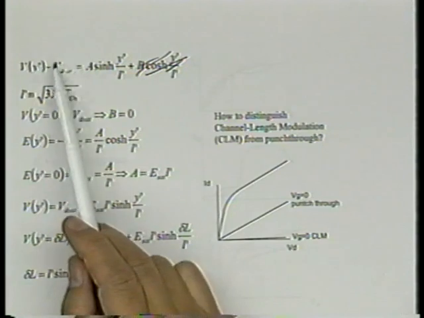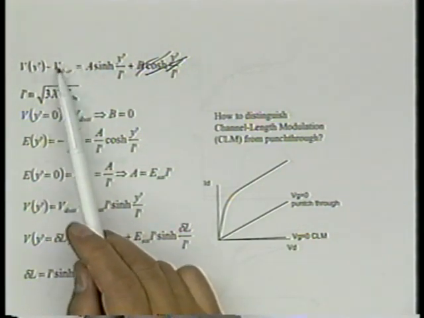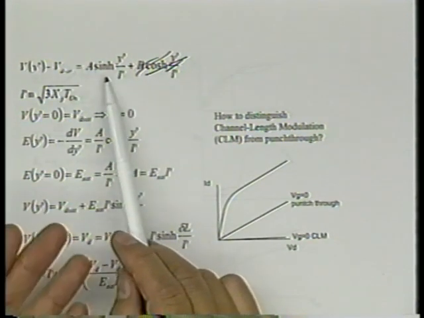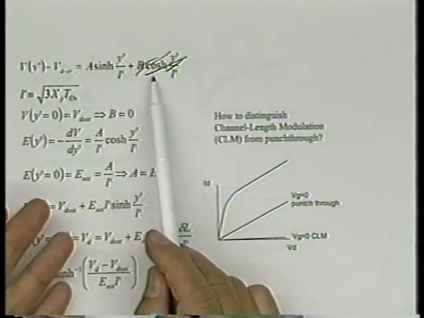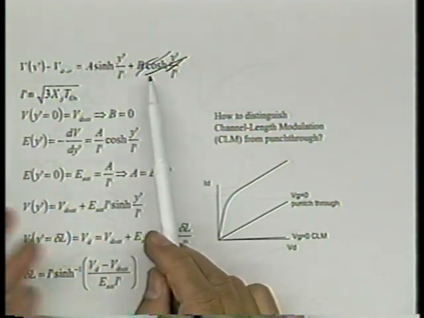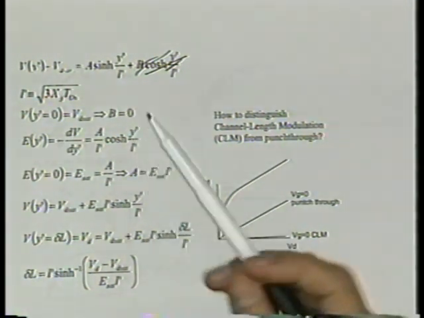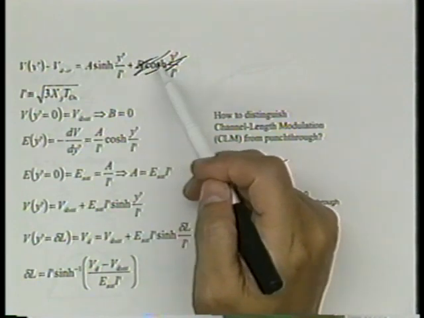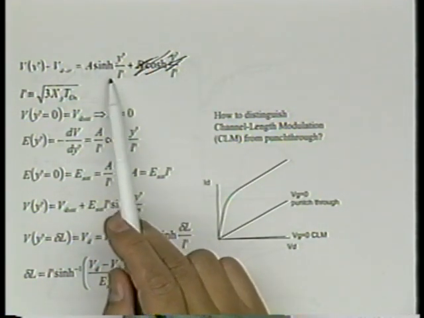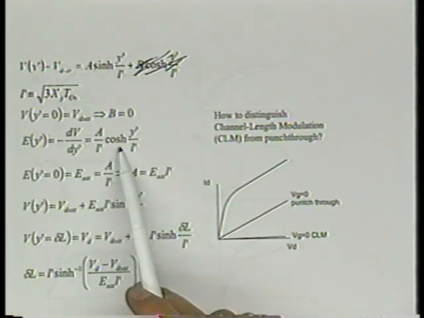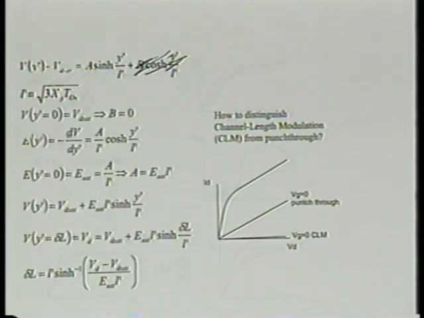dV/dy prime. Differentiate the second term, it is 0. Differentiate the third term. And again, at y equal to 0, oh yeah, that's right. Since the B part is already out, we only have one term to differentiate on the right-hand side. And it's equal to A over L prime, hyperbolic cosine, y prime over L prime. Is that okay? All right.